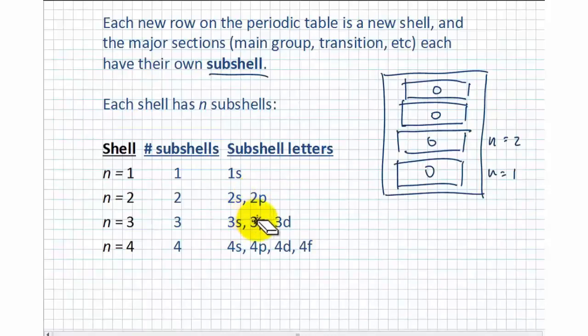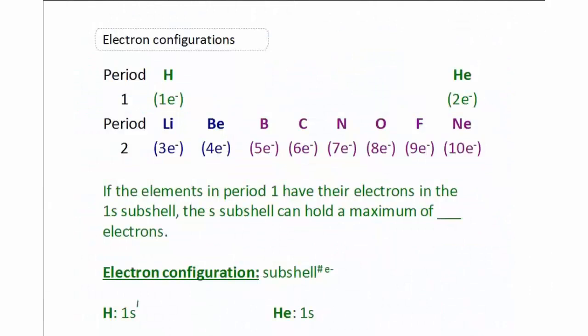And we go in order S, P, D, and F in that order. And it turns out that when we're putting electrons into this second shell, we have to put electrons into the first subshell, and then when it's full, we can start putting electrons in the next one. So let's take a look.